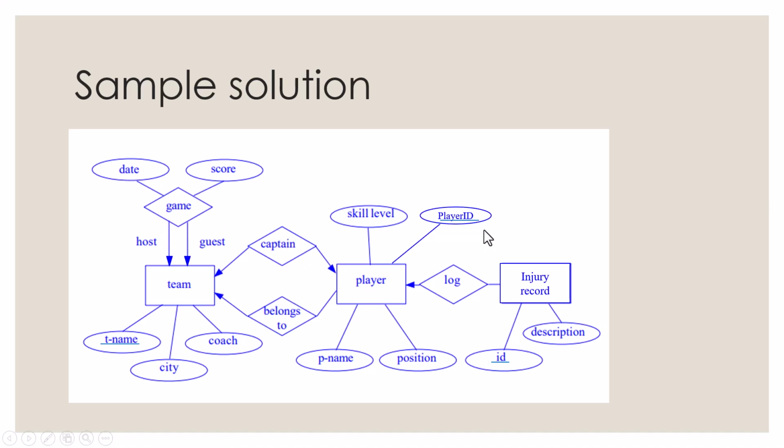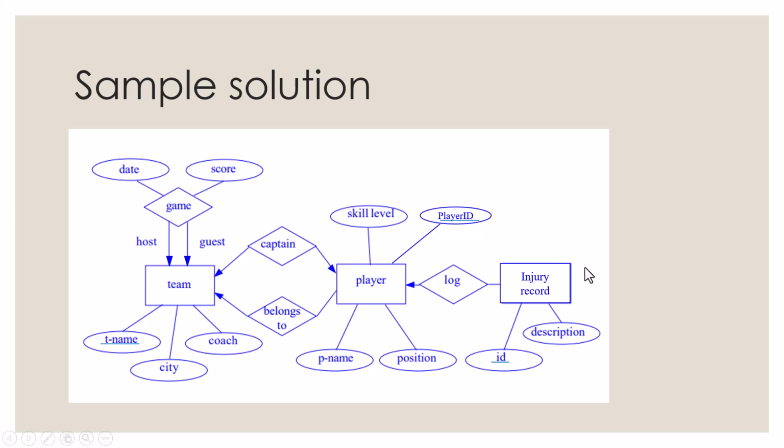Okay, a player can be the captain of a team, and a team has exactly one captain, so that's why we have one here. The arrow means one, right? 1 to 1. A player belongs to one team, but a team has many players. So that's why we have one arrow going into here. A player belongs to one team. A team has many players.